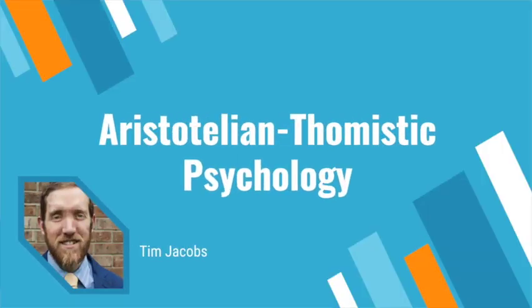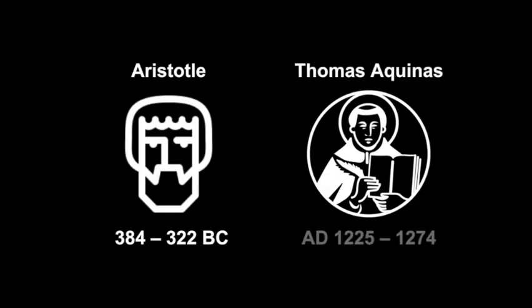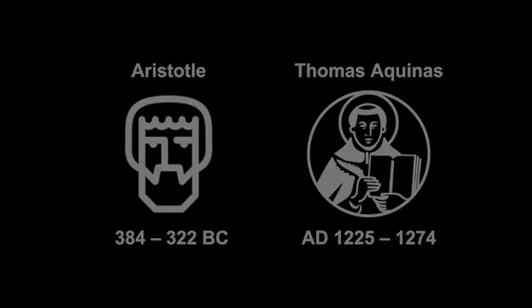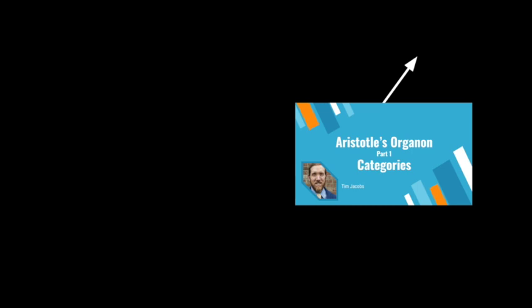Let's talk about Aristotelian-Thomistic Psychology. Aristotle lived from 384 to 322 BC, and Thomas Aquinas lived from AD 1225 to 1274. Aristotle laid the groundwork for much of philosophy through antiquity and the medieval period. Aquinas is famous for developing and Christianizing Aristotle's ideas. The fundamentals of their philosophy of the human person are nearly identical. This video will make more sense if you watch my video on Aristotle's categories first.